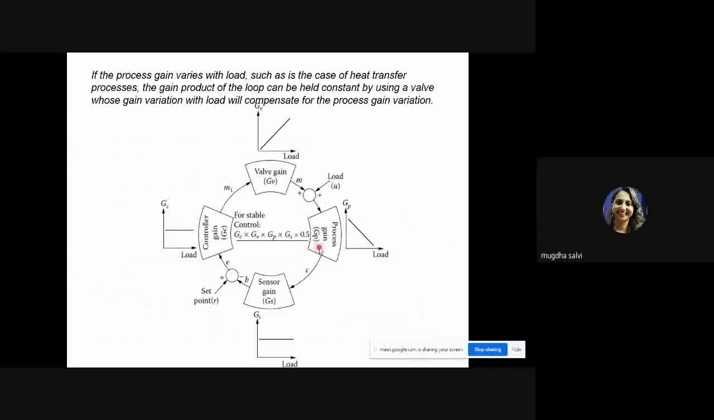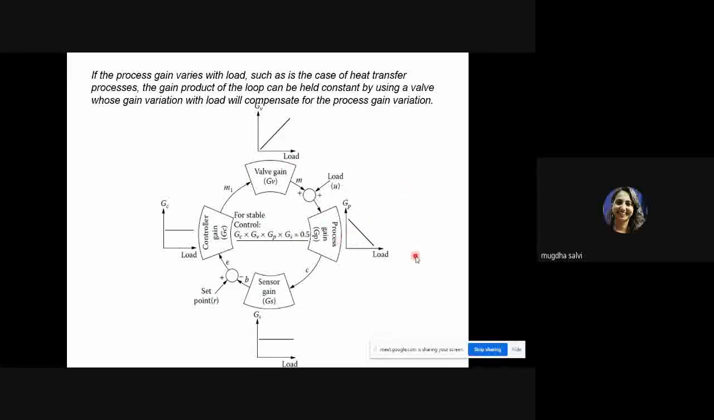Now, if you have a look at this diagram, you have the process gain, you have the sensor gain, you have the controller gain, and you have the valve gain. If the process gain varies with load, such as in the case of heat transfer processes, the gain product of the loop can be held constant by using a valve whose gain variation with load will compensate for process gain variation. This is very clear from the responses of the gain against the load.